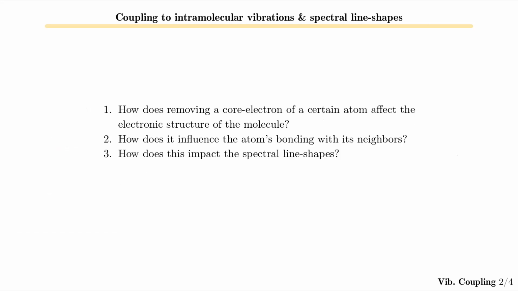It is interesting that in core transitions, these approximations are particularly wrong, in the sense that we have to ask ourselves, what happens when we extract one electron from the core orbital? What happens, let's say, on the electronic structure level? How does it influence the bond to the neighboring atoms? And how does this eventually impact the line shape?